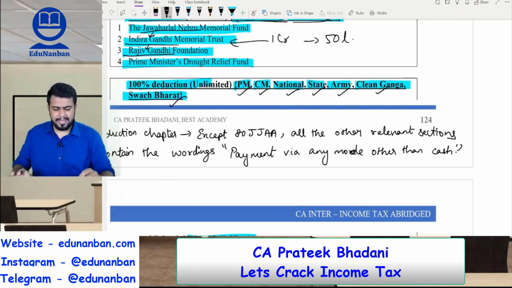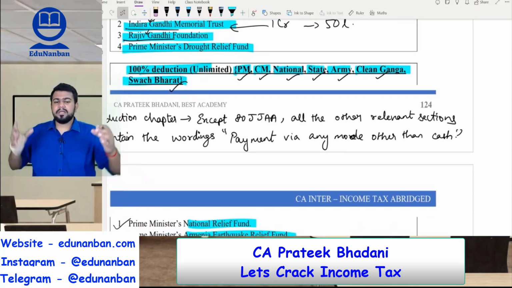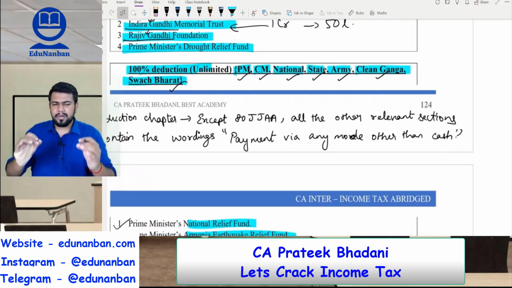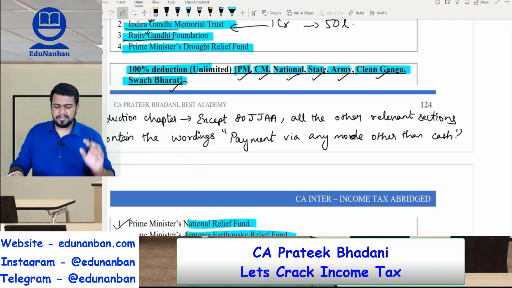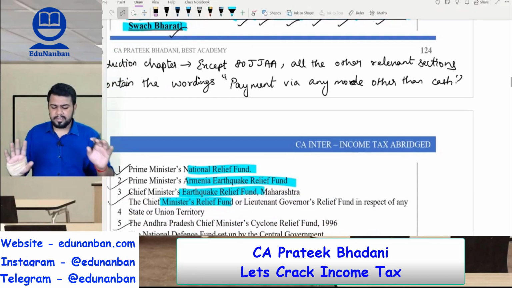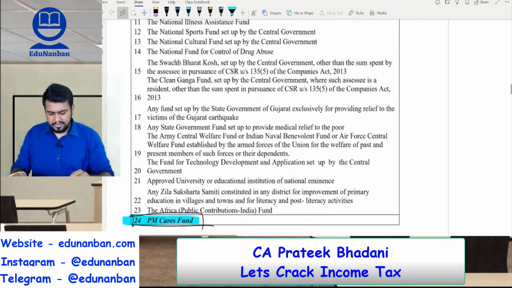Sir, 100% unlimited means what? It means whatever amount is donated to such organization, the entire amount will be allowed as deduction under section 80G. Whatever amount is donated, the entire amount will be allowed as deduction. There is no limit, nothing. Now let's come to the next one, and here there is also an amendment.